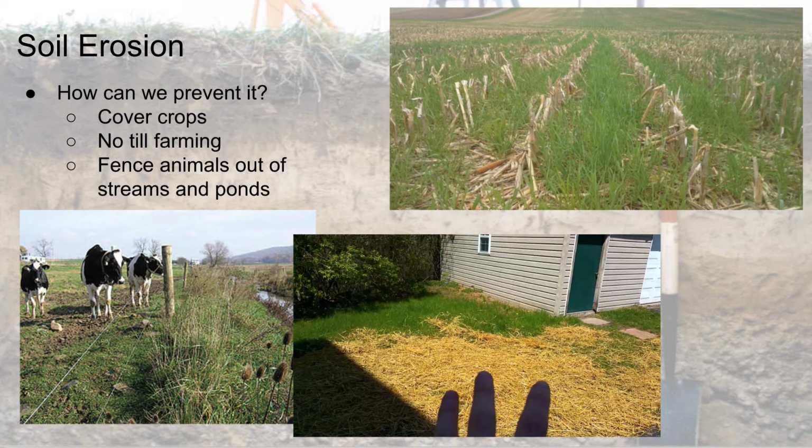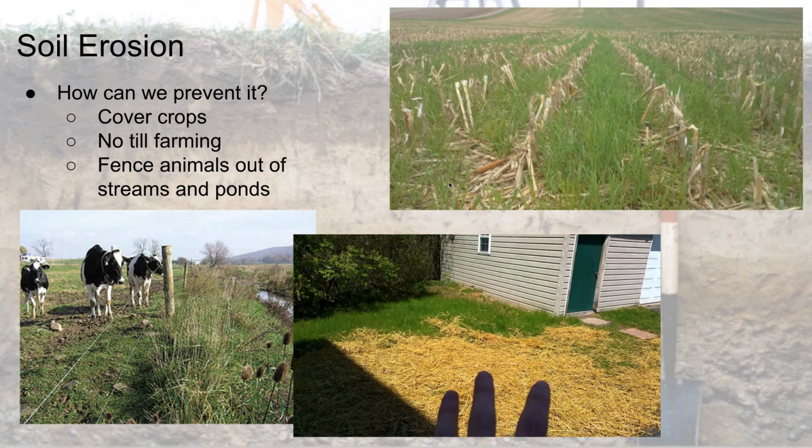So let's look at some ways we can prevent it. The number one reason we get soil erosion is because our soil is naked. Yeah, I said naked. Look, you don't like walking around naked, and neither does our soil. Our soil needs to be covered up. It needs to have plants on top of it. So farmers can help by doing cover crops.